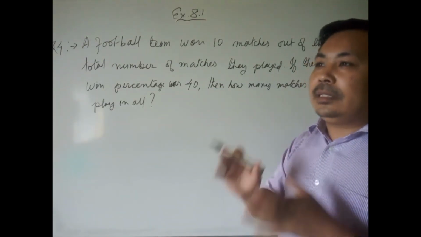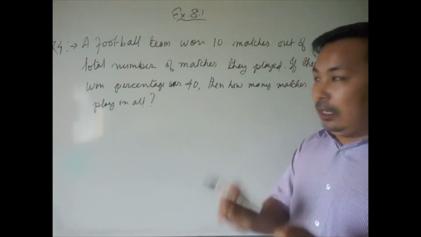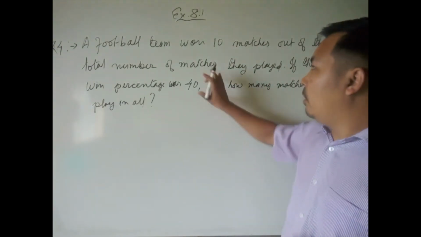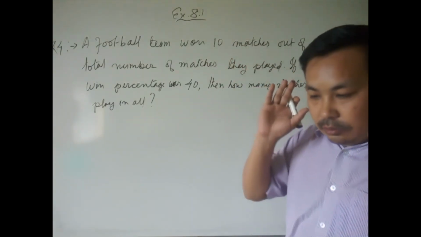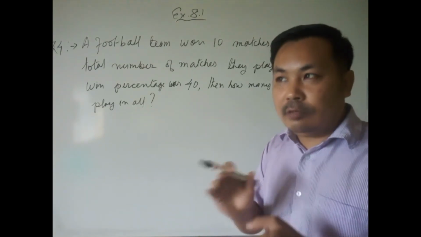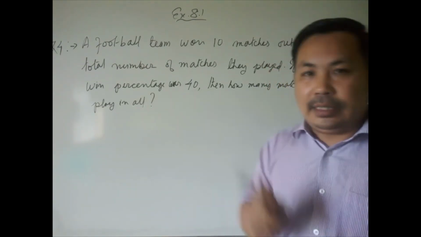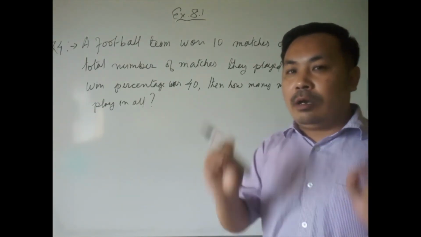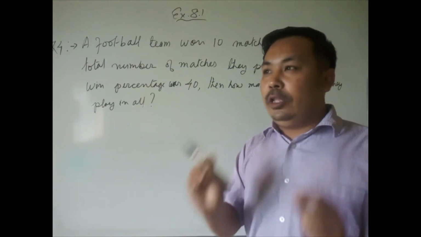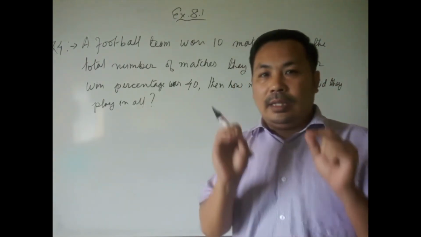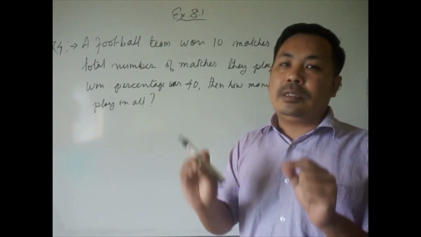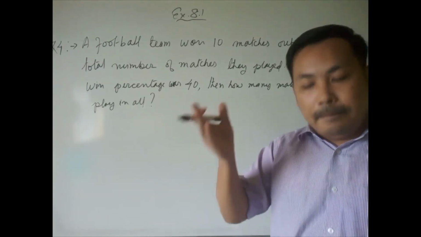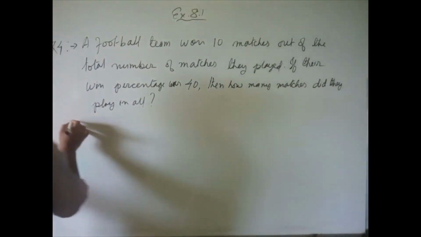Together, how many matches are there? We are going to find out from this 40%, which is 10 matches, isn't it? So 40% of the total is won by the team, and it is 10 matches, isn't it? So how many matches altogether do we have? We don't know the total number of matches played. We don't know the total matches of the tournament. That means it is unknown. Unknown is X. What is X now? X is the total number of matches. Like this we start.